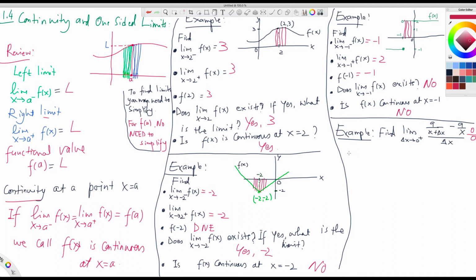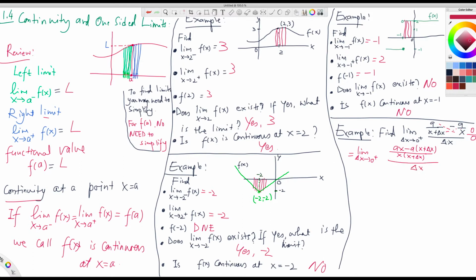Okay. So what you do is limit as delta x tends to 0 plus. Okay. So what is the product of the denominators of the top function? x times (x plus delta x). So what you do is cross multiplication like that, right? So it is (9x minus 9 times (x plus delta x)), and then divided by delta x there, right?